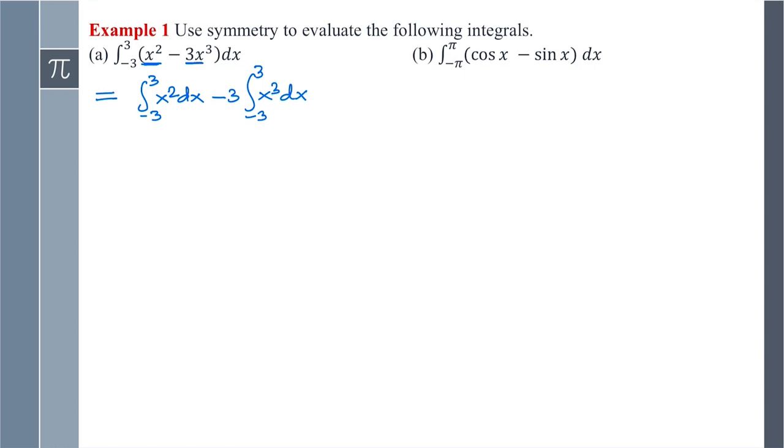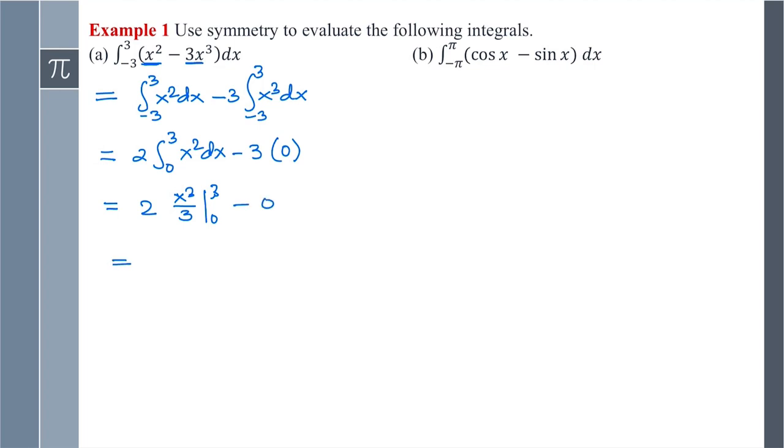Now the first function is an even function, so if we use that even function property here, we can do twice the integral from 0 to 3 of x squared dx minus 3 times, and then the second function here is an odd function, so we know that the integral from negative 3 to 3 of that odd function is 0. So now that becomes 2 times, and if we integrate this, we get x cubed over 3, then we go from 0 to 3. And the second one just becomes 0.